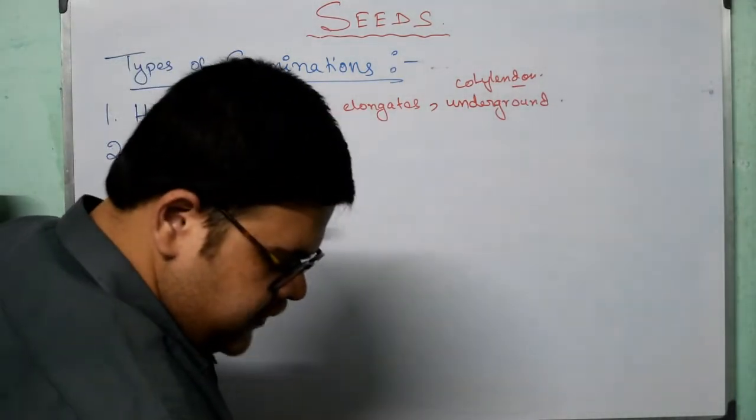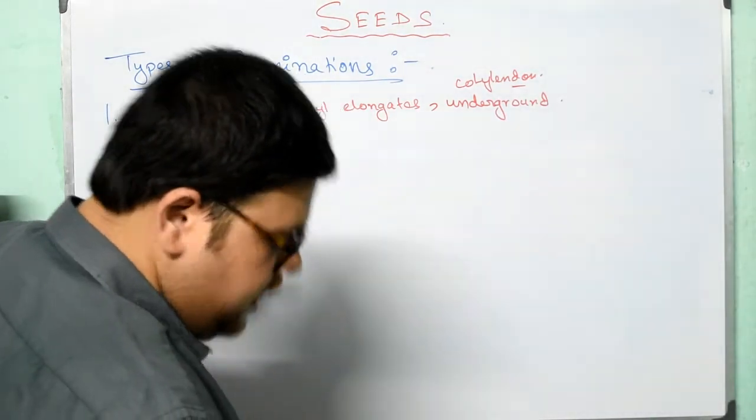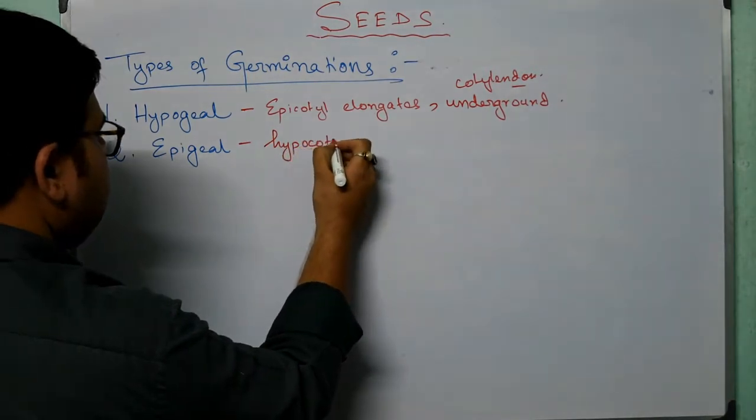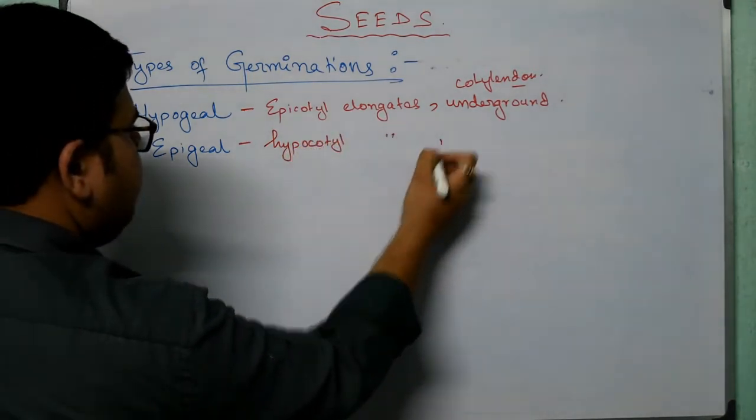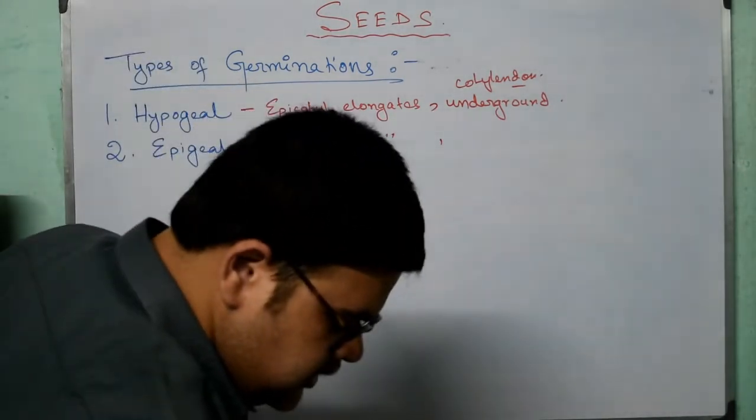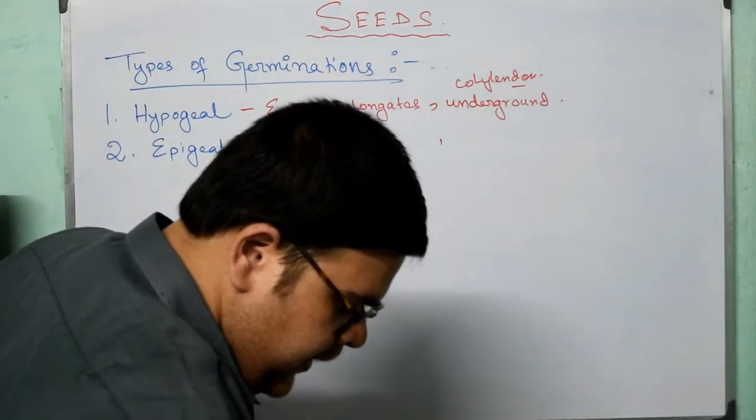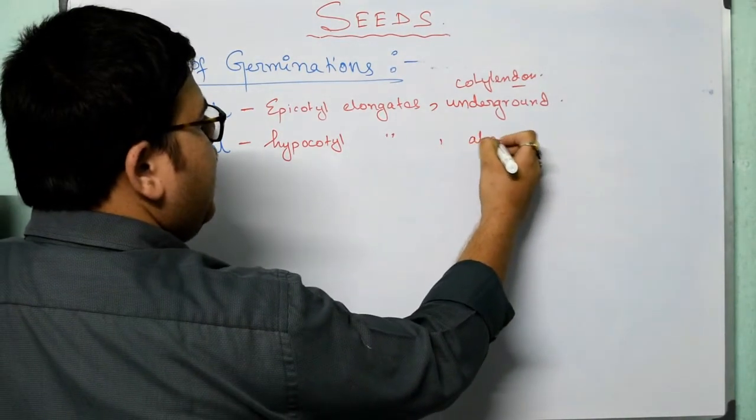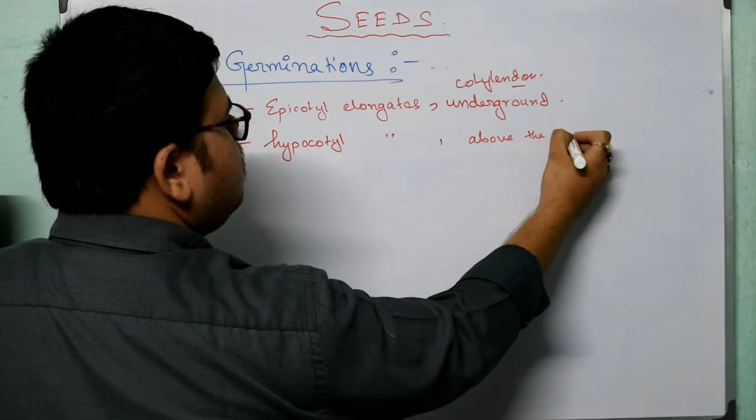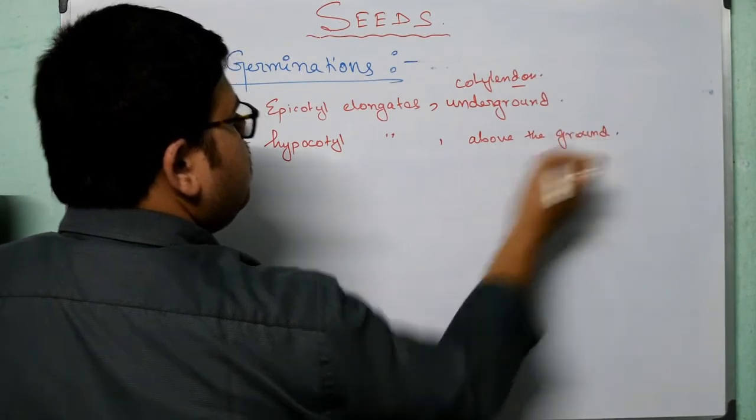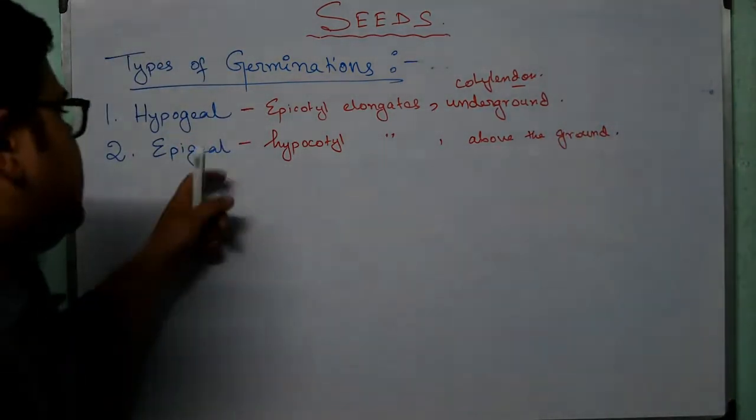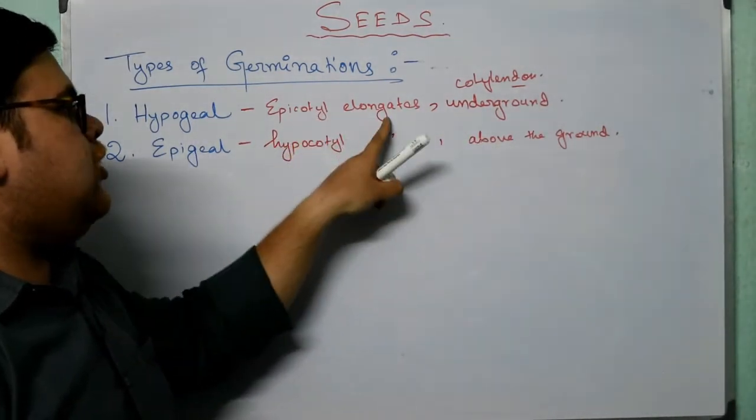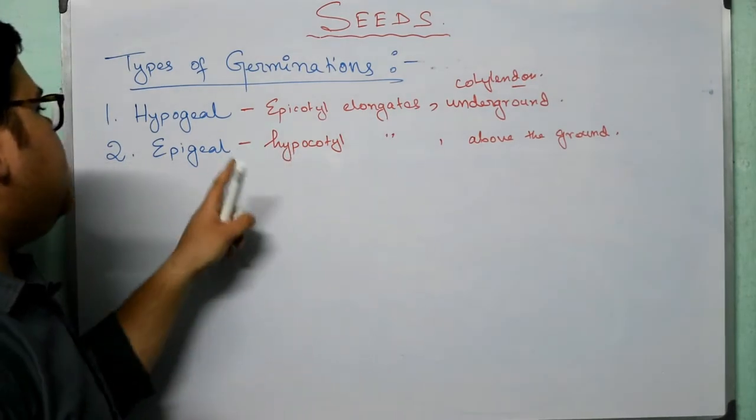And what is epigeal germination? If the hypocotyl elongates, we call it epigeal germination, and the cotyledons are pushed above the ground. So it is above the ground, it is known as epigeal, and in the other case it is underground, the epicotyl elongates, while here the hypocotyl elongates.